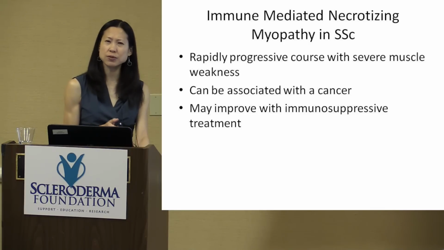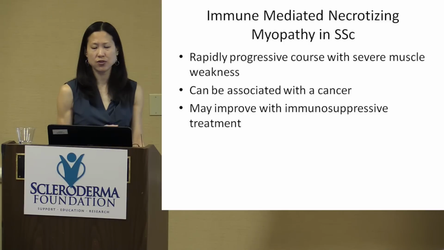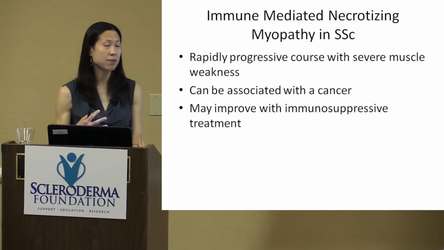So in patients with scleroderma who develop this form of muscle disease, they have a rapidly progressive course. So they develop severe muscle weakness. And they also could have an underlying associated cancer. So with this type of myositis or myopathy, you should do cancer screening for patients with scleroderma. The other thing is, even though they don't have a lot of inflammation on their muscle biopsies, they seem to do pretty well with immunosuppressive treatment. And it's thought that maybe these antibodies are what is actually causing the muscle damage.